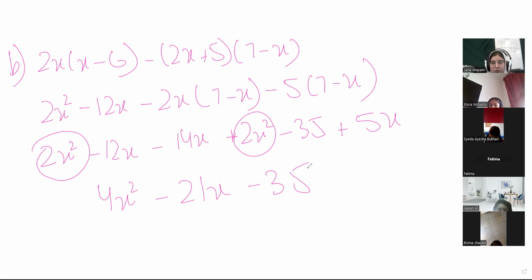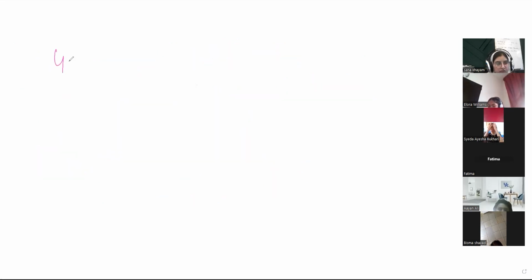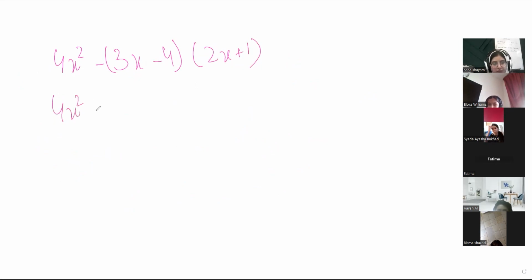Is everyone done copying this question? Yes, ma'am. Okay. So part A was somewhere like this. 4x square minus 3x minus 4 and then 2x again plus 1. So first of all, we need to multiply this minus sign with this bracket. So we'll have 4x square minus 3x minus 4. That's going to be changed into plus.